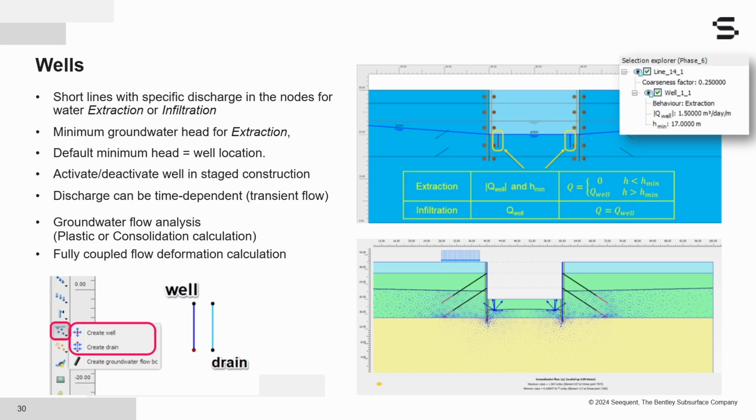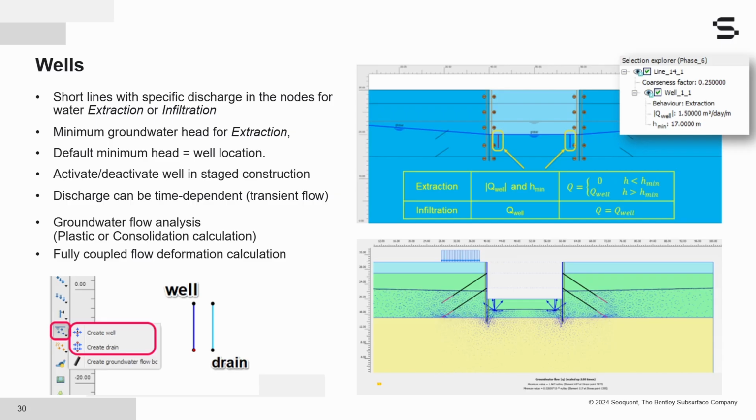On the other hand, you can use also a drain element, and with a drain element, you can specify that wherever the drain is located, the pore pressures are equal to zero. And then the drain will calculate what kind of discharge it will need to reach that. So you can use a well element when you want to specify the discharge, or you can use a drain element when you want to make sure that you get a specific pressure definition there.